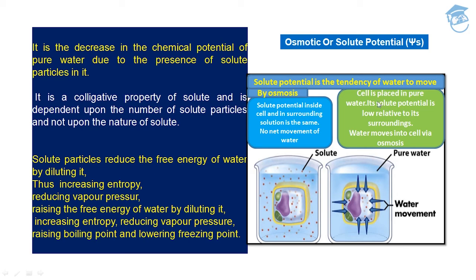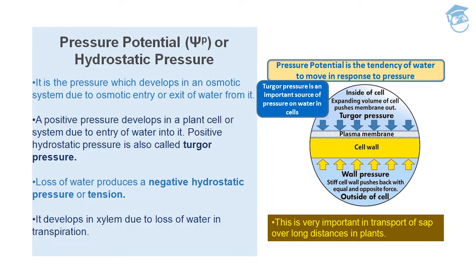And when a cell is placed in pure water, its solute potential is low relative to its surroundings, and water moves into the cell via osmosis. Okay, I hope it is clear to you now. Now we'll talk about the pressure potential or hydrostatic potential, students. It is a pressure which develops in an osmotic system due to osmotic entry or exit of water from it.